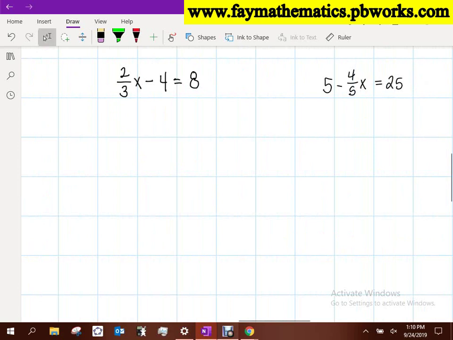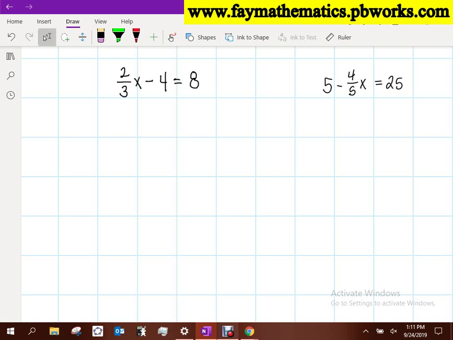Early on in algebra we learned how to solve the equations, and then as we move through other concepts, we learn little twists and turns and tricks that allow us to solve them quicker or easier or in additional forms. Okay? So this one here, I want to do 2/3 x minus 4 equals 8.